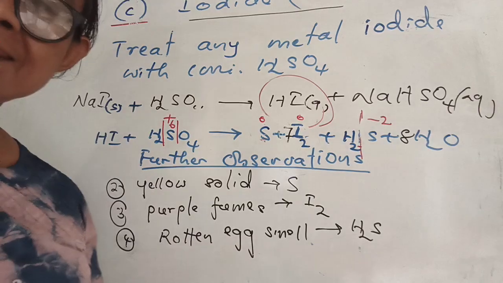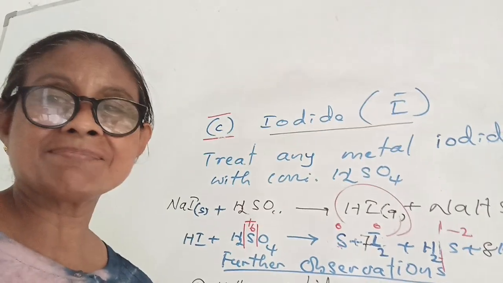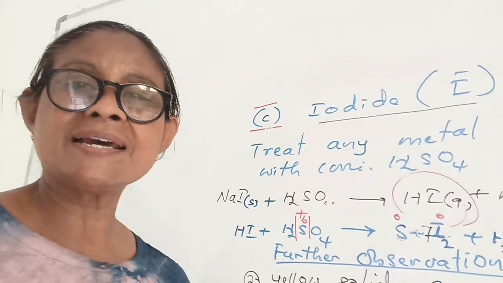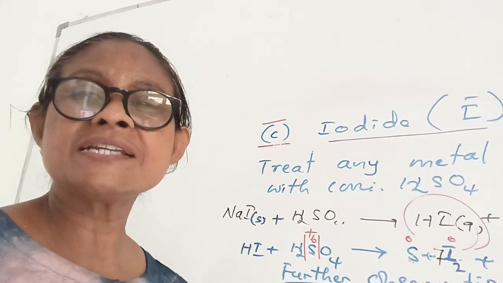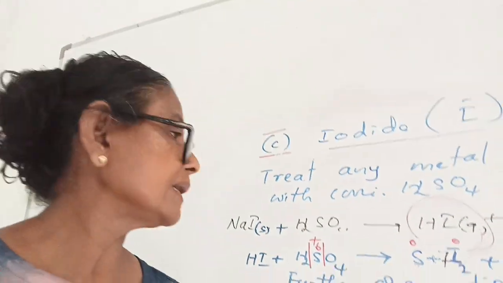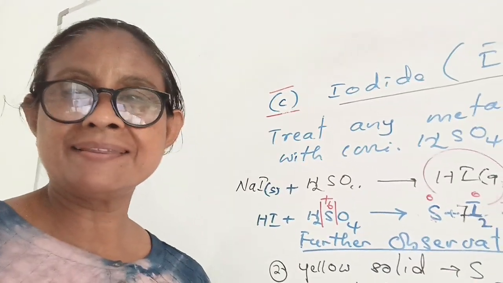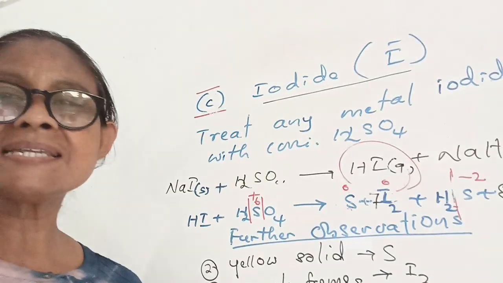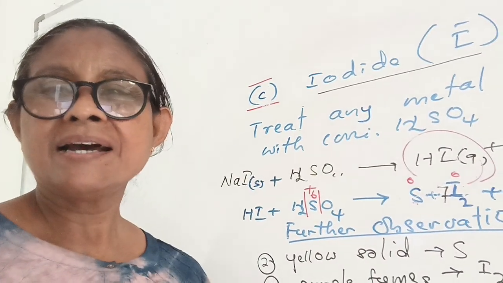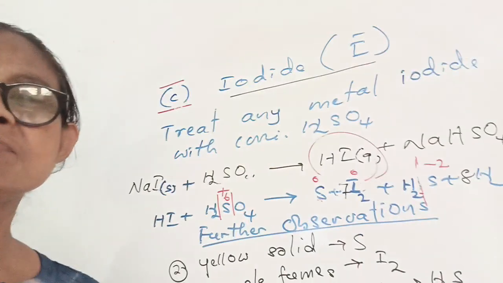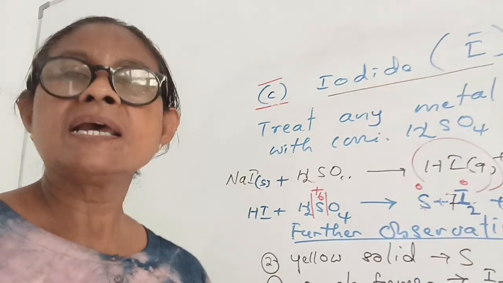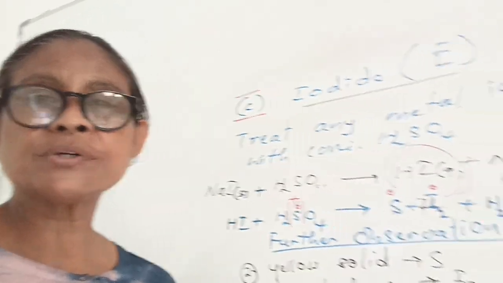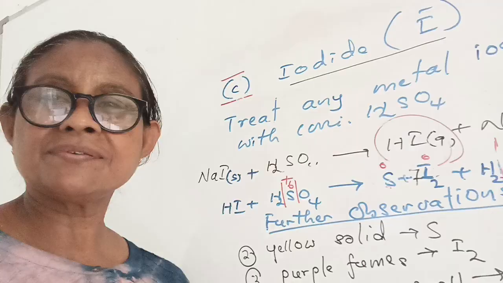I hope you understand what we discussed about the reducing ability of the halide ions. I minus has the strongest reducing ability, then Br minus, and Cl minus has the least. I hope you understood the discussion about how you can recognize the order of the reducing ability of halides.